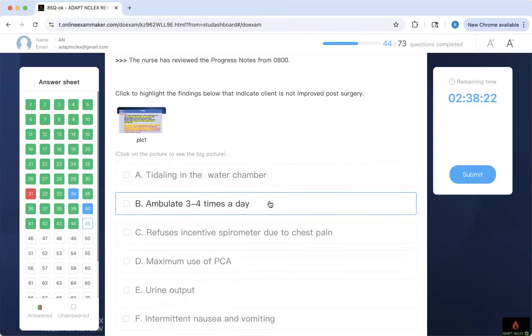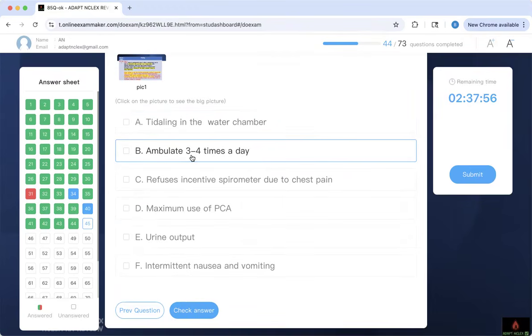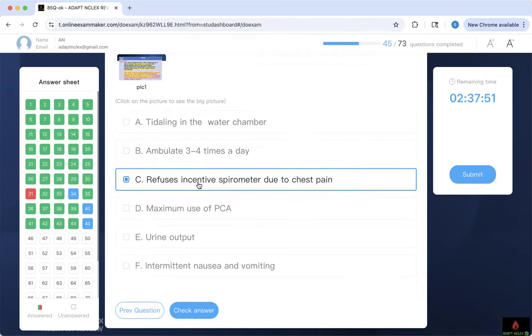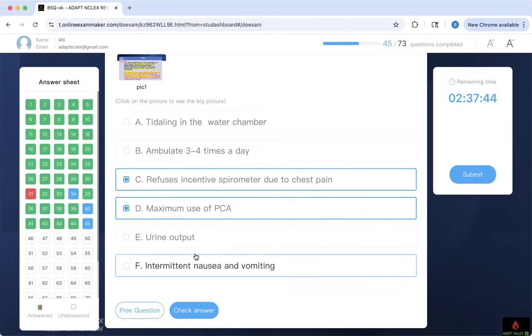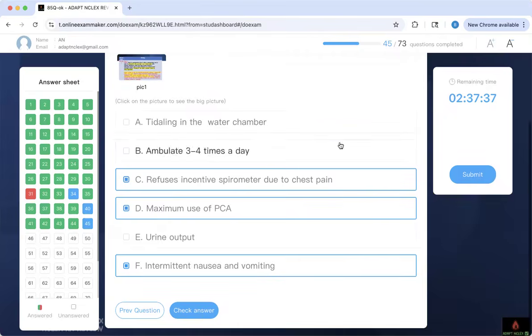Findings below that indicate the client is not improving post-surgery. Well, there's tightening in the water chamber. That's good, right? What do you think? Just let me know what you think about that. He ambulates 3 to 4 times a day. That's good, right? He's not using the incentive spirometer. He's not improving. He's using a lot of pain medication. That's not good. His urine output is adequate. And he has a bunch of nausea and vomiting. This is indicating that they're not doing well. And so that's what we're going to select.